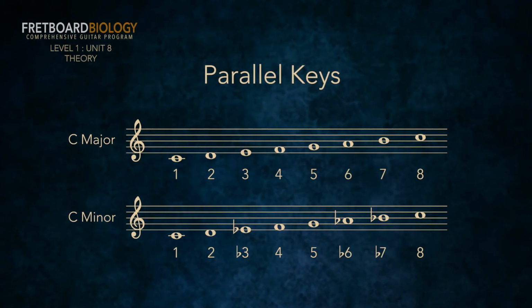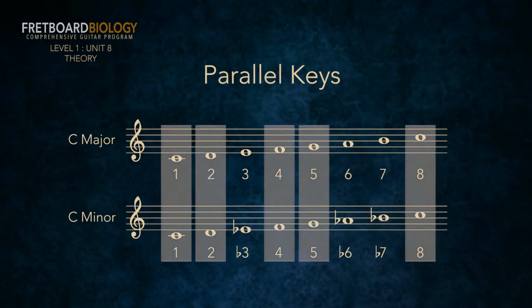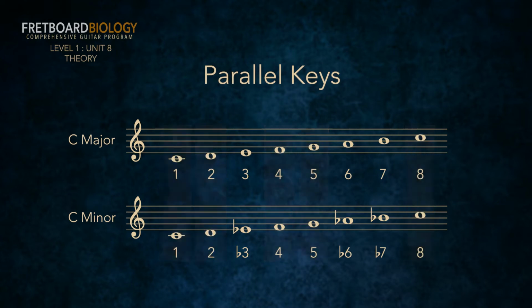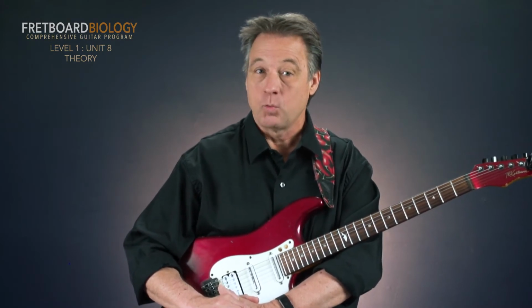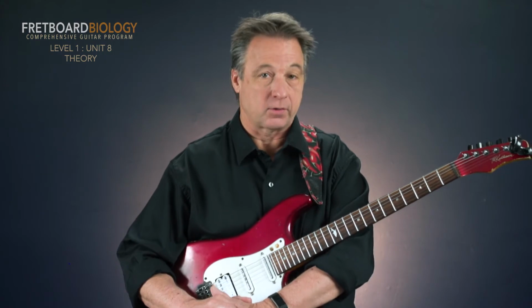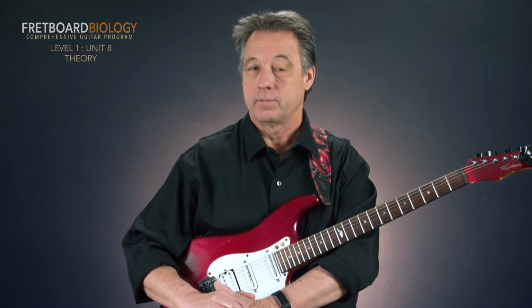On your screen, you see both the C major and C minor scales. Notice that some of the notes are the same. The tonic, the second, the fourth, and the fifth scale degrees are all the same. Notice the notes that are different. That would be the third, the sixth, and the seventh. They're different in the minor scale. A song can actually change from major to minor without changing the tonic, the tonal center. We'll spend a lot more time with this in a later unit.